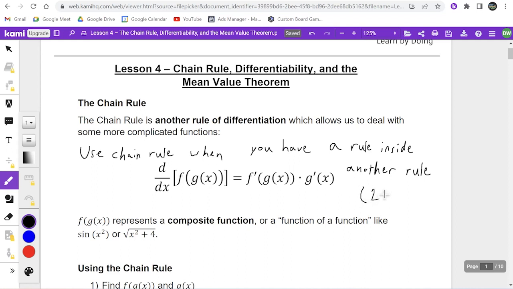Let's say you have the function (2x + 4) to the third power. This is a combination of two rules. Number one, you have the outside rule, which is the cubed, and then you have the inside rule, which is the derivative of 2x + 4. And then the question is, well, how do you deal with that? How do you deal with functions when you have a rule inside of another rule?